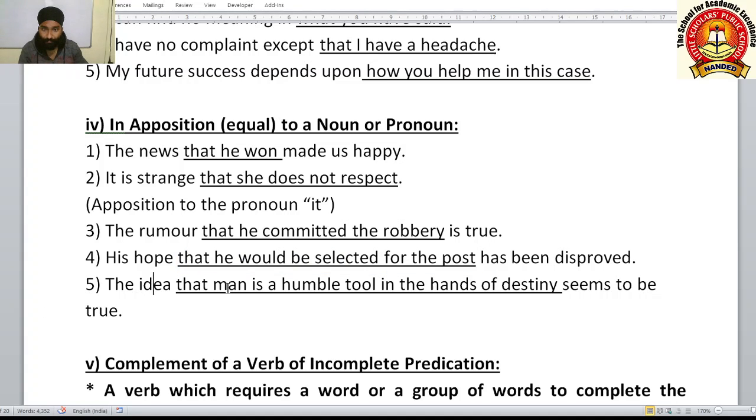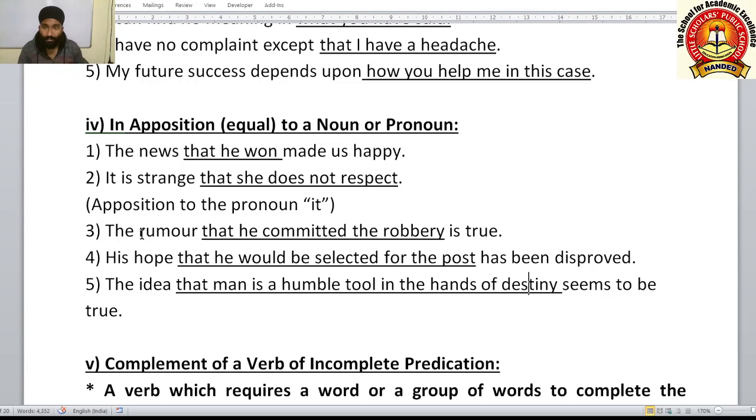Now, the idea that man is a humble tool in the hands of destiny. The idea, what is the idea? That man is a humble tool in the hands of destiny seems to be true. The idea seems to be true. These are the clauses which are coming in between the main clause.